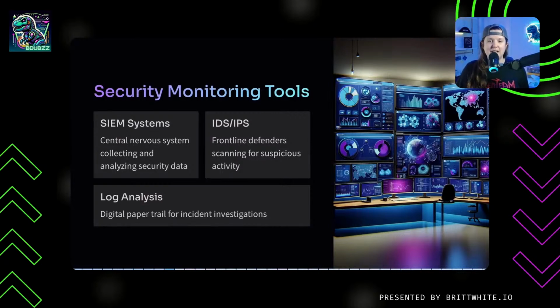Next are IDS and IPS systems. These are your frontline defenders. They constantly scan network traffic for suspicious activity. When they detect threats, they either raise alerts or, with IPS, they automatically block them. Finally, there's log analysis tools. These are crucial for providing a complete picture of your system. Every login, file access, and configuration change is recorded and analyzed. This digital paper trail becomes invaluable during incident investigations.